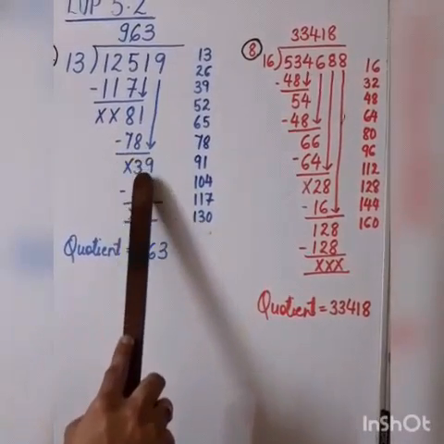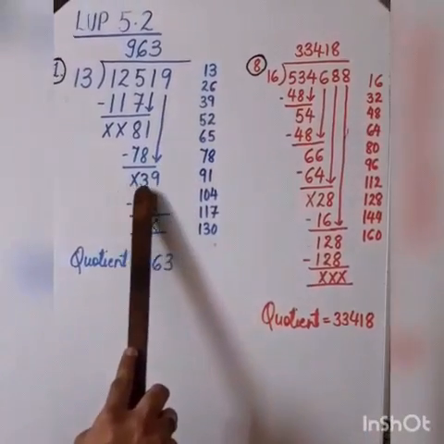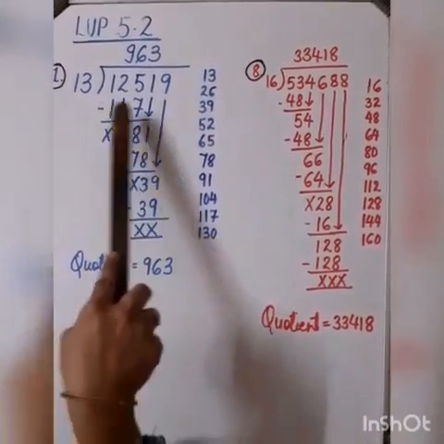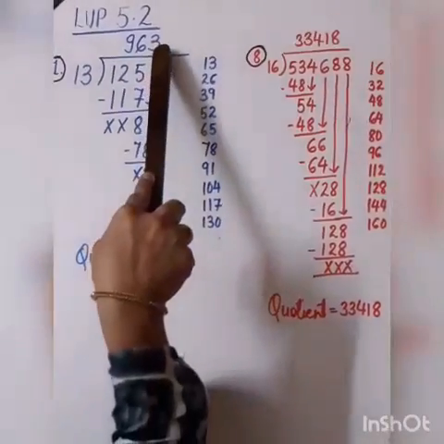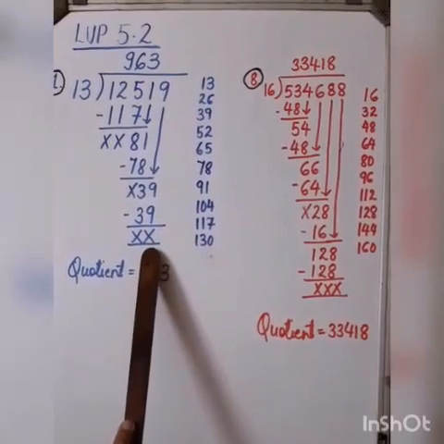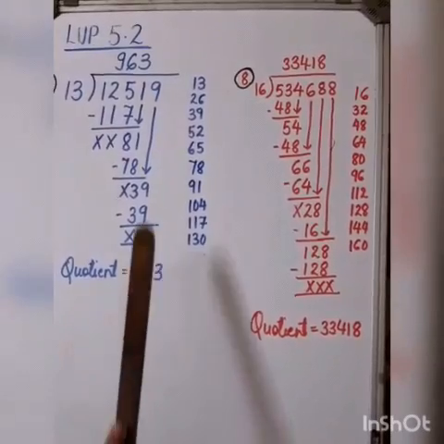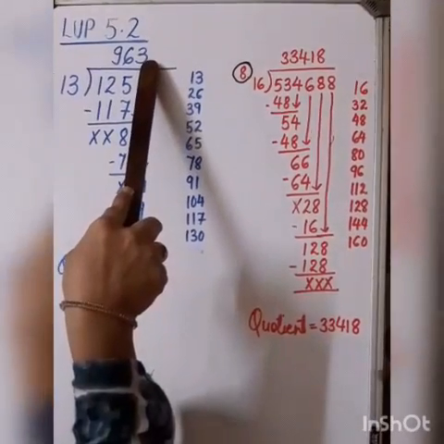81 minus 78 is 3. Now we'll bring down 9 and it will become 39. So here 13 3s are 39. 39 minus 39 is 0. So here the remainder is 0. And our answer, that is the quotient, is 963.